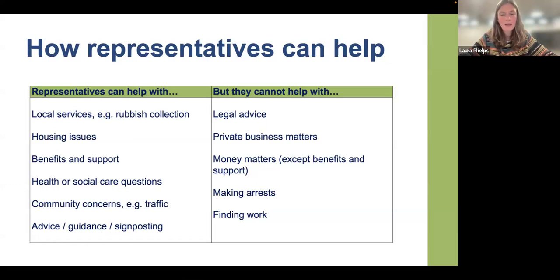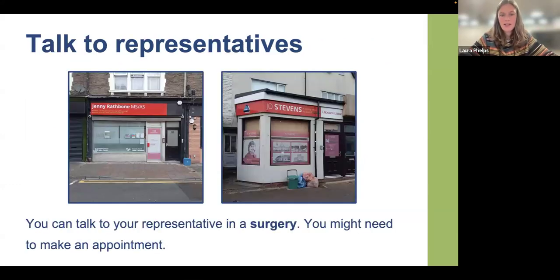So if you want to speak to your representative, maybe you've seen these kinds of buildings on your high street. So these ones are in my area in Roath. And you can see there, for example, on the left, you see the name of the person. So that's Jenny Rathbone. You can see it's red, so that means she's in the Labour Party. And it says there she is your MS, member of the Senedd. So you can go to this place, you can go to this surgery, and you can ask this person for help because they work for you.